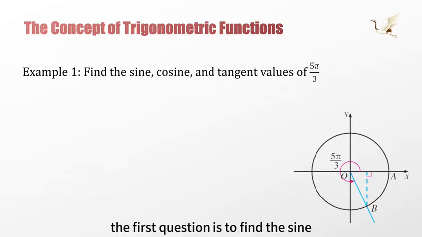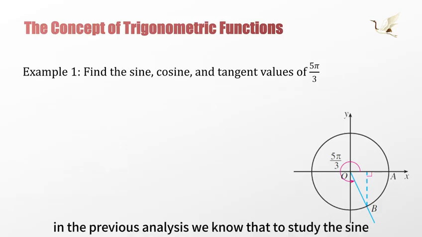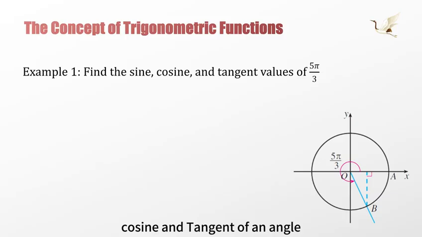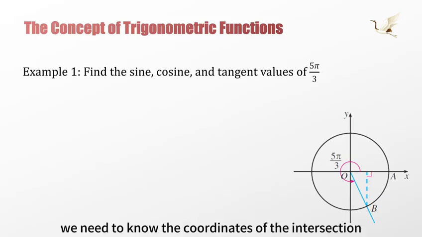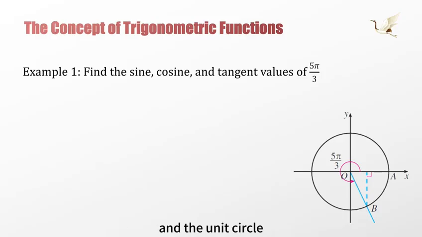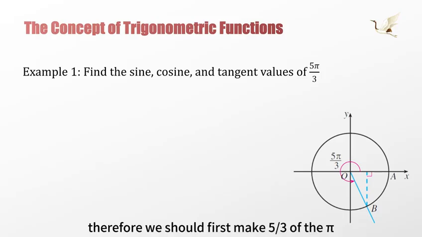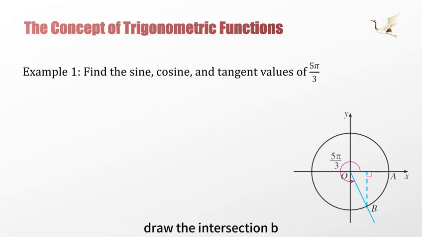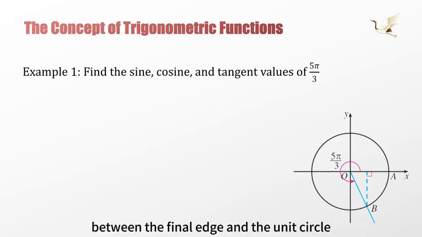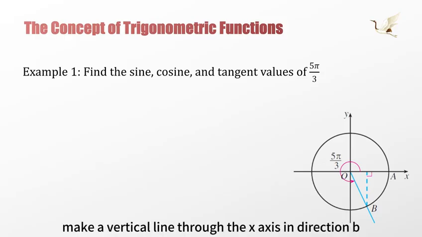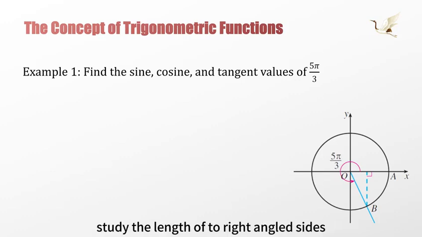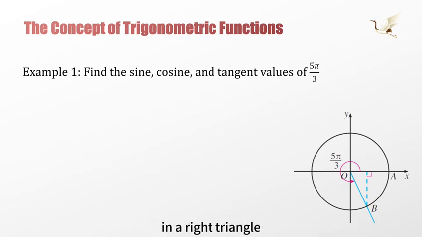The first question is to find the sine, cosine, and tangent of 5π/3. In the previous analysis, we know that to study the sine, cosine, and tangent of an angle, we need to know the coordinates of the intersection of its terminal edge and the unit circle. Therefore, we should first draw the angle 5π/3, and mark the intersection B between the terminal edge and the unit circle. Draw a vertical line from B to the x-axis, and study the lengths of the two legs of the right triangle.